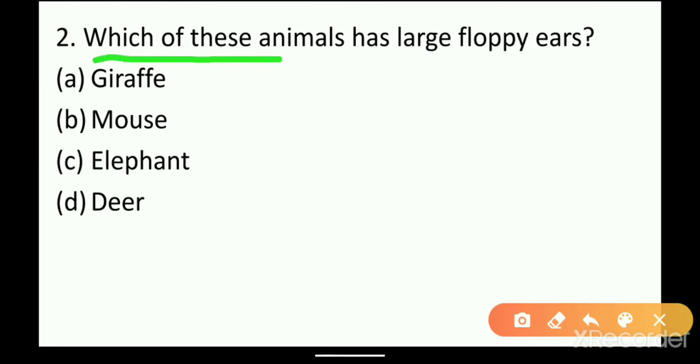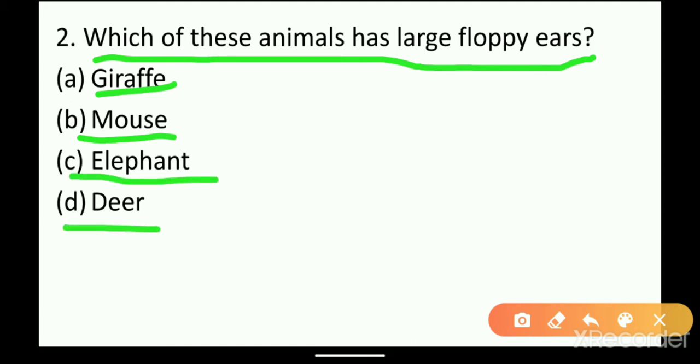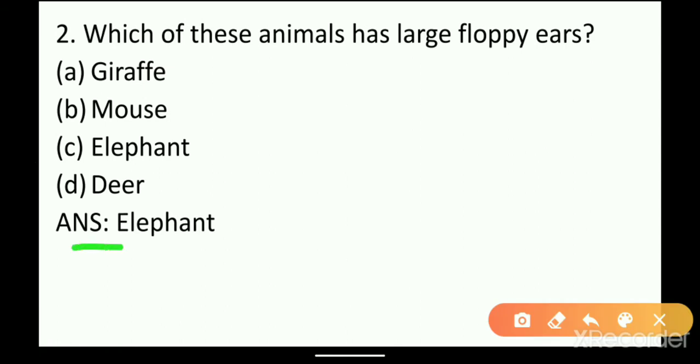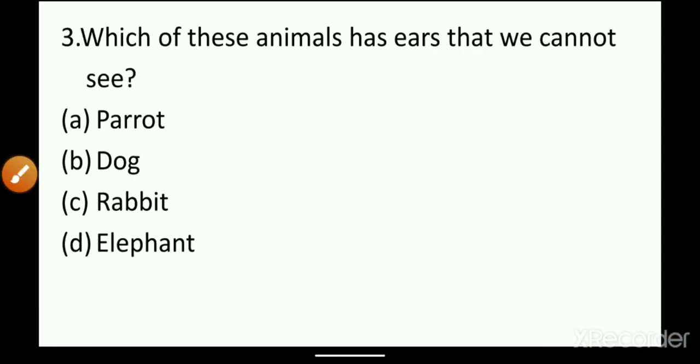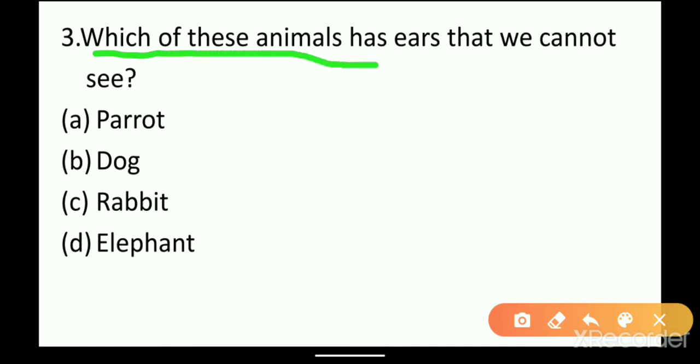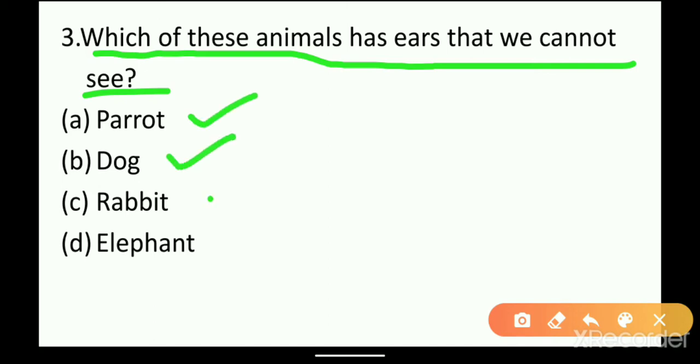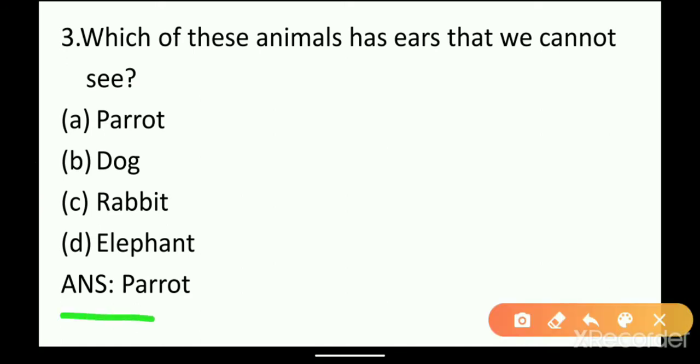Next question. Which of these animals have large floppy ears? A. Giraffe, B. Mouse, C. Elephant, D. Deer. Your answer will be elephant. Next question. Which of these animals has ears that we cannot see? A. Parrot, B. Dog, C. Rabbit, D. Elephant. From these options, our answer will be parrot.